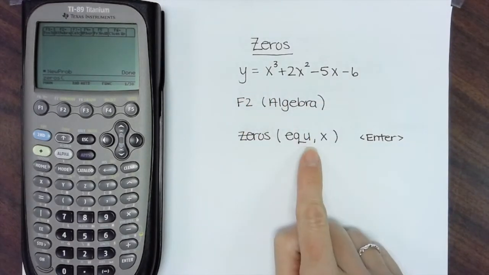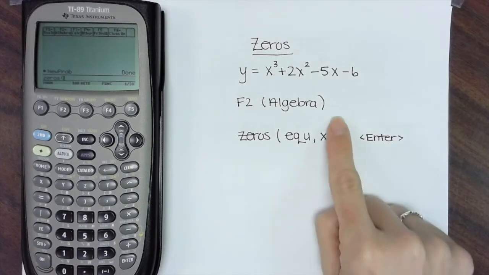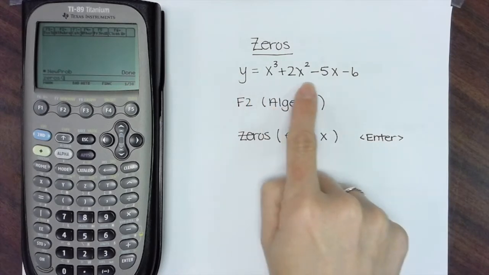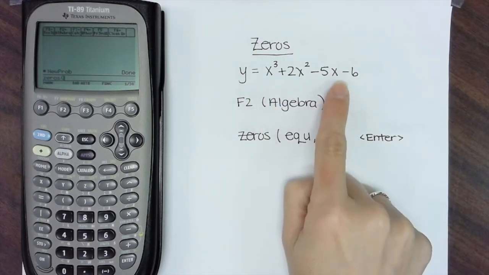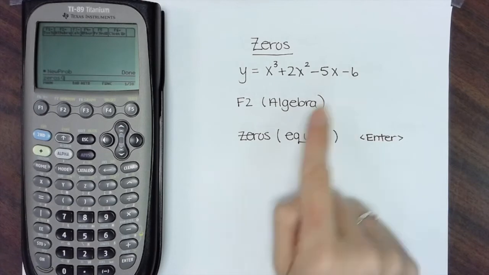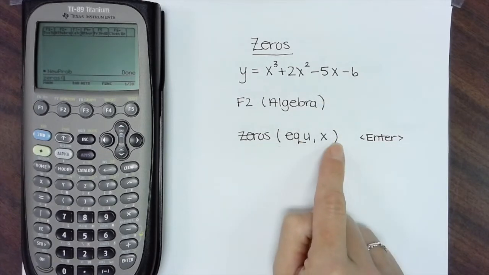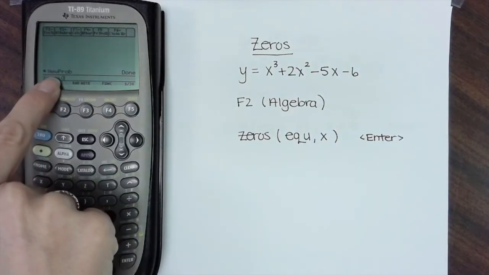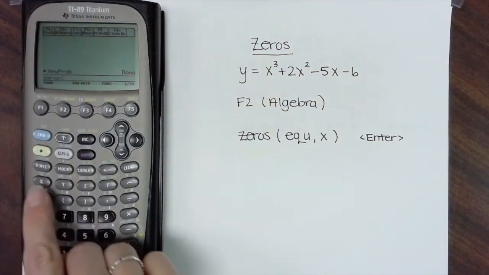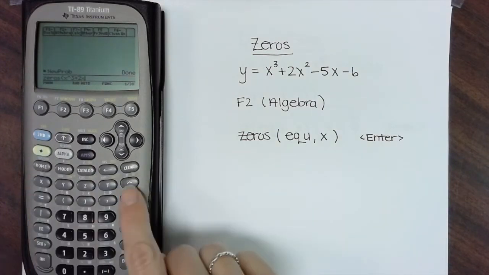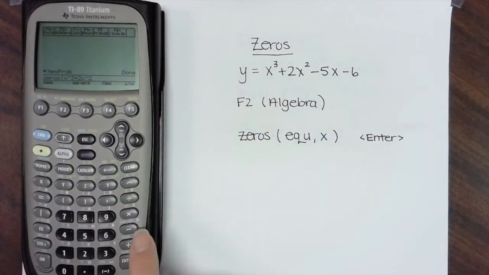You tell the calculator what to solve for by using a comma and then an X, and then you close the command. If you need parentheses at all when typing in your equation, you need to add those in all on your own. This parenthesis you can't use because it goes with the one at the end. So let me show you. The first parenthesis is given, so I'll type in x cubed plus 2x squared minus 5x minus 6.